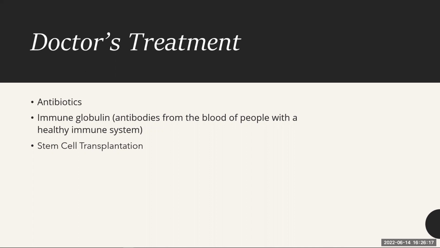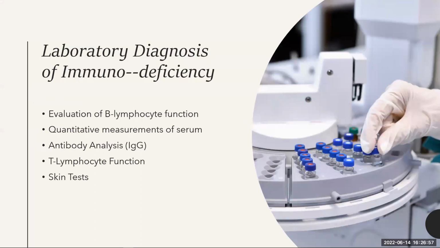If the immunodeficiency has caused an infection, of course, the doctor might resort to giving antibiotics, immune globulin, which is simply antibodies from the blood of people who do have a healthy immune system. And if your immune deficiency disorder is caused by a bone marrow problem, well, the doctor might want to look at stem cell transplantation. Of course, these stem cells develop into blood cells, including the white blood cells, and they will help your body fight off the infection. So that's the doctor's treatment.